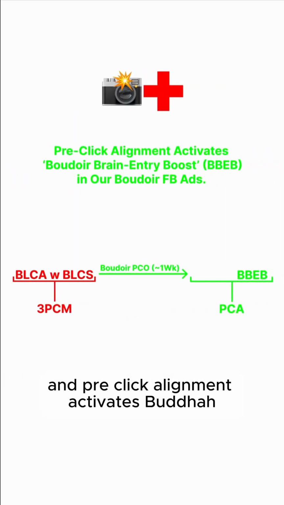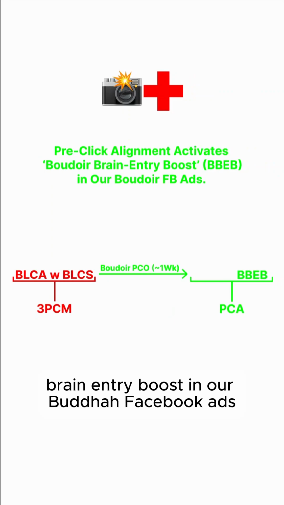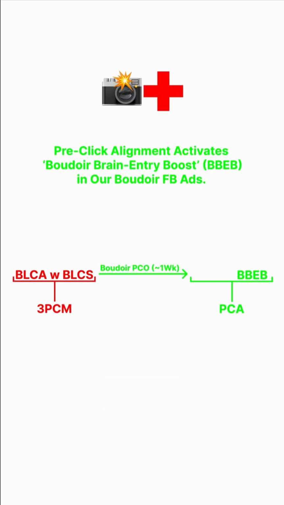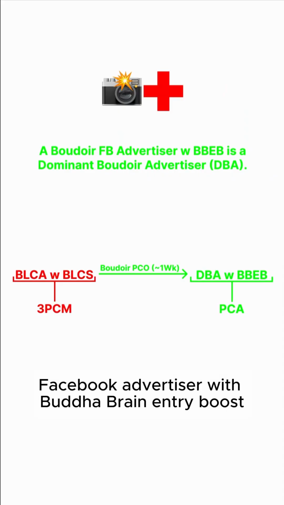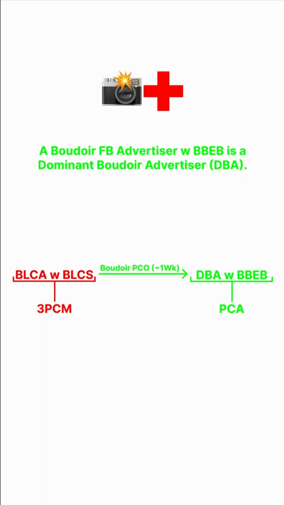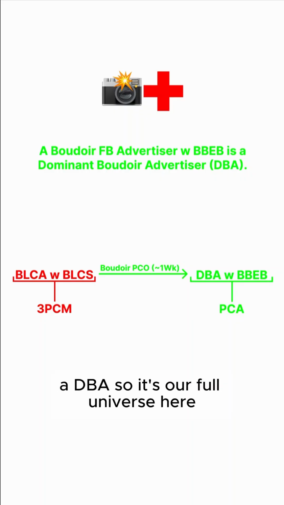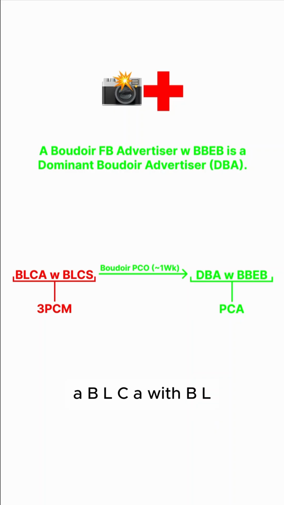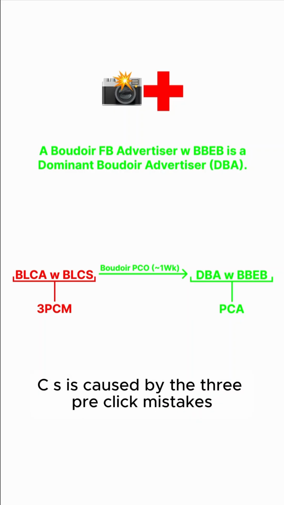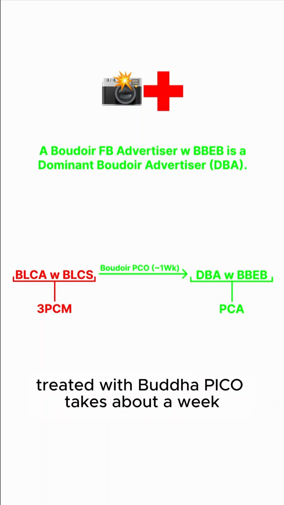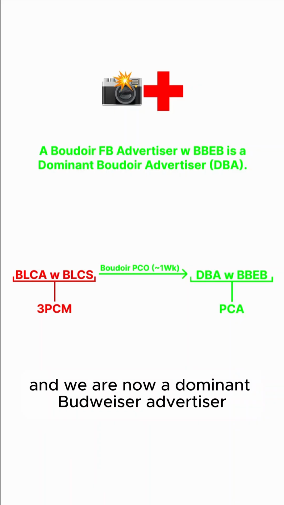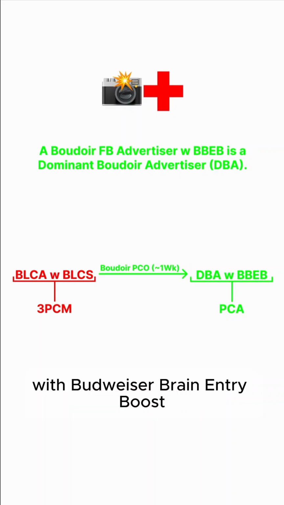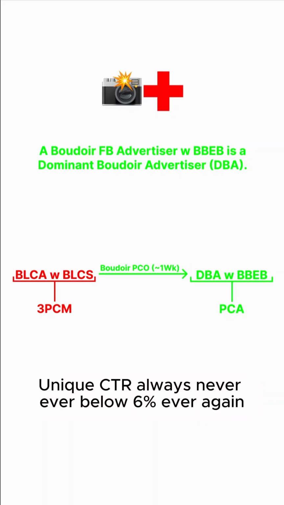And pre-click alignment activates Boudoir brain entry boost in our Boudoir Facebook ads. Basically, we've got the unique CTR above 6%. And a Boudoir Facebook advertiser with Boudoir brain entry boost is a dominant Boudoir advertiser, a DBA. So that's our full universe here. A BLCA with BLCS is caused by the three pre-click mistakes, treated with Boudoir PICO, which takes about a week. We invented that. We achieved pre-click alignment, and we are now a dominant Boudoir advertiser with Boudoir brain entry boost. Unique CTR never, ever below 6% ever again.